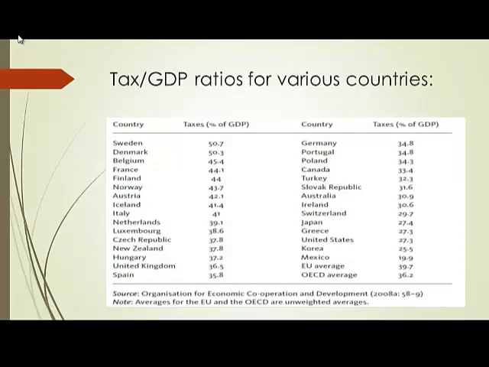So here's the tax GDP ratio for a number of countries. This is taken from your textbook. So the taxes in Sweden are 50%. Half of the GDP is taxes. Denmark. So what do you know about Sweden, Denmark, Belgium, France, Finland, Norway, Austria, Iceland, Italy? These are all European Union countries. So why is the tax rate so high?